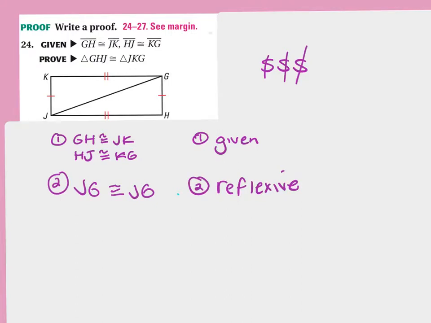So now I've got all three pairs of sides. I can say triangle GHJ is congruent to triangle JKG. And that's side, side, side. It's like the world's easiest proof. Questions?